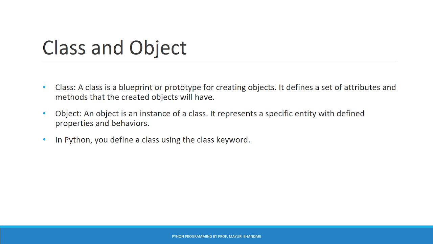So what is a class? A class is a blueprint for creating objects. It defines a set of attributes and methods. Inside a class we define attributes and methods. Attributes are nothing but properties of the class, and methods are nothing but the functions which we define inside the class.